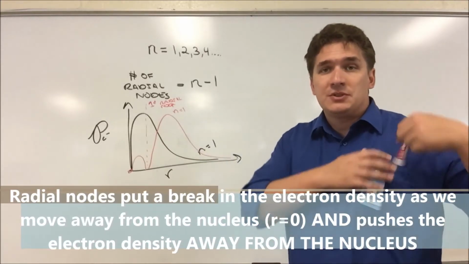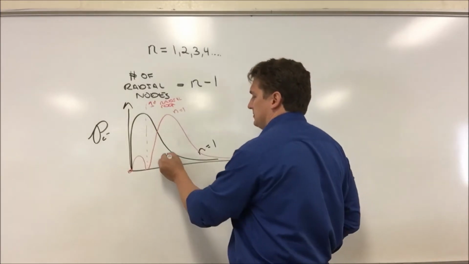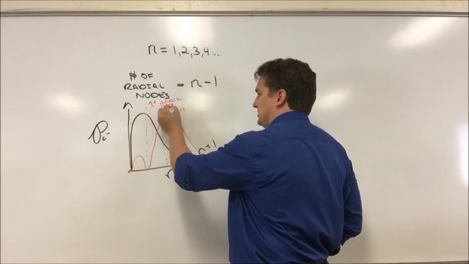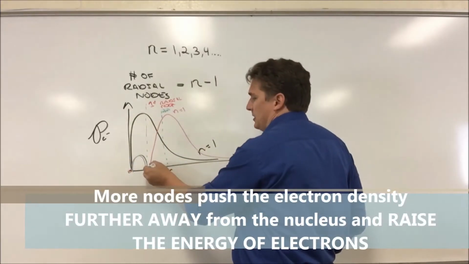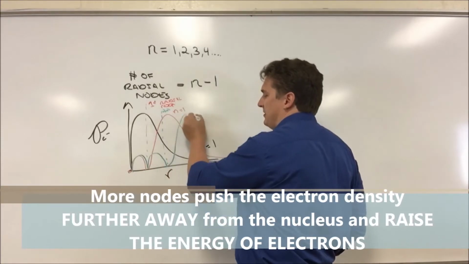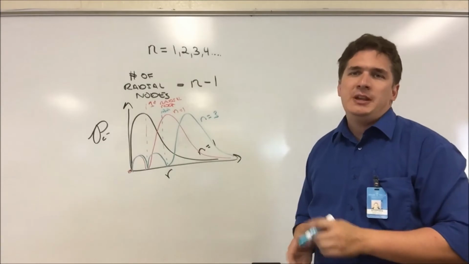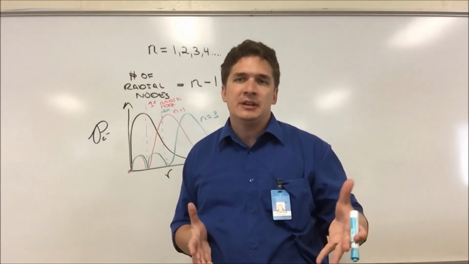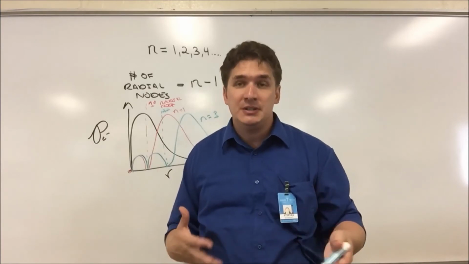If we have n equals 3, we'll have 2 radial nodes. So this will be our second radial node. And our first part is going to look kind of the same. We're going to have another little bit, and then we're going to have electron density pushed even further away. So as we increase n, we're increasing the energy of the electron. And this is because we're pushing electrons further and further away from the nucleus by increasing the number of radial nodes.